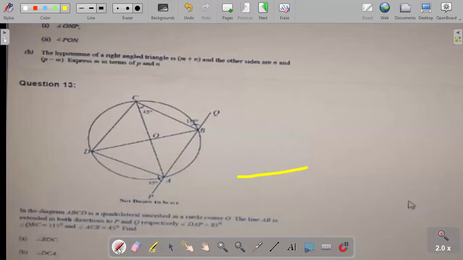You said the hypotenuse of a right angle triangle is m plus n, and the other two sides are n and p minus m. Express m in terms of n and p.